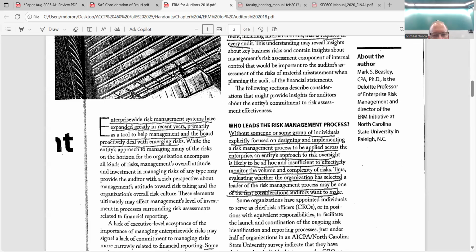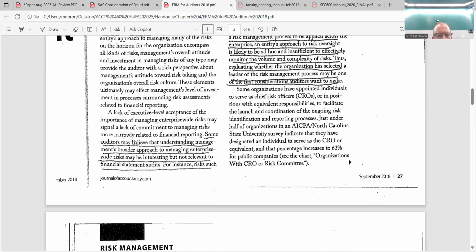Enterprise-wide risk management systems have expanded greatly in recent years, primarily as a tool to help management and the board proactively deal with emerging risks. Some auditors may believe that understanding management's broader approach to managing enterprise-wide risks may be interesting, but not relevant to financial statement audits. Okay, we just talked about that, right? That you might think these big picture risks like immigration policy don't matter to you doing the financial statement audit, but you're wrong. These big things will eventually filter down to the financial statements.